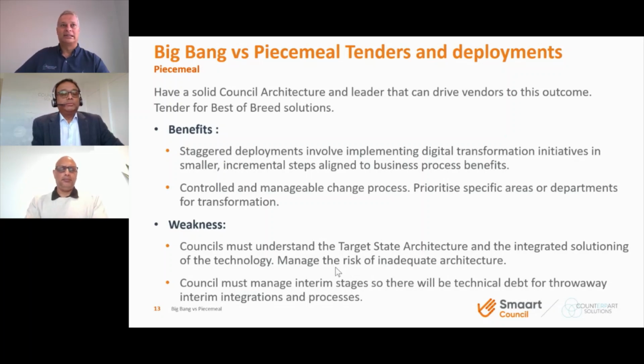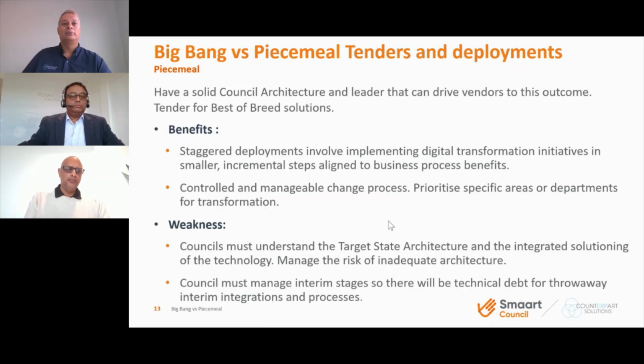It's a good point, because there needs to be that consistency of leadership within the council that drives to that, as I was mentioning before with piecemeal. So if there's a clear vision and a clear approach, and council knows what its target state looks like, then they can manage that outcome and understand the impact of those interim stages and manage to that.